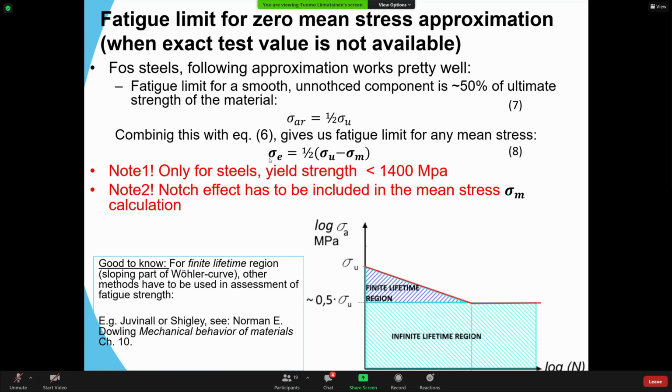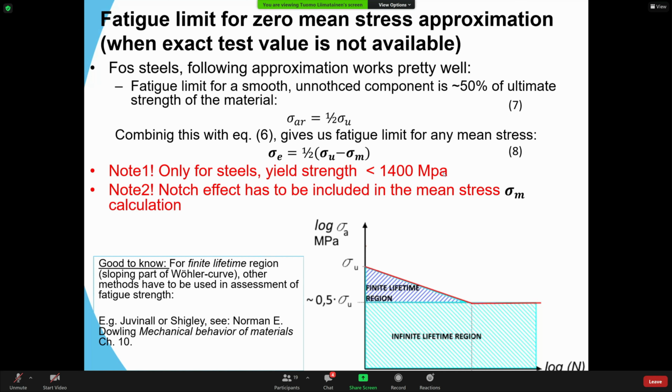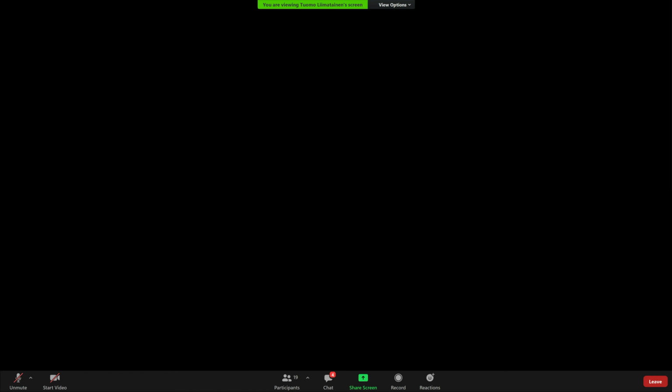Sigma E is the fatigue limit, for any mean stress and with any material ultimate strength. Ingenious, I would say. But you need to consider that it's applicable only to the milder steels, not super high strength steels, only up to 1400 megapascals, which is in most cases quite enough. But also you need to include the notch effects, meaning the fatigue notch factor, in the calculation of mean stress sigma.